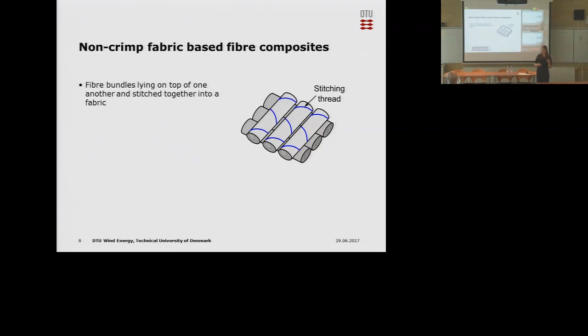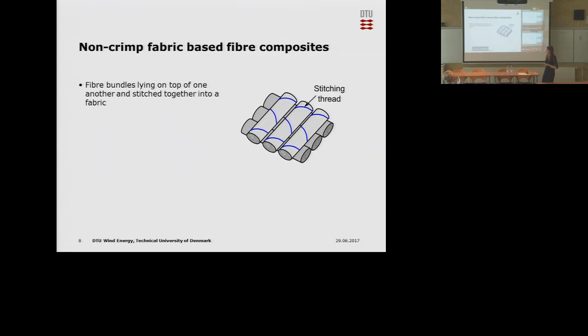More specifically, for wind turbine blades, what is often used are these non-crimped fabric-based fiber composites. The principle is that you have the fibers in bundles, that are put on top of each other, in layers, and then stitched together using a stitching thread, which forms a fabric, for example like this one.